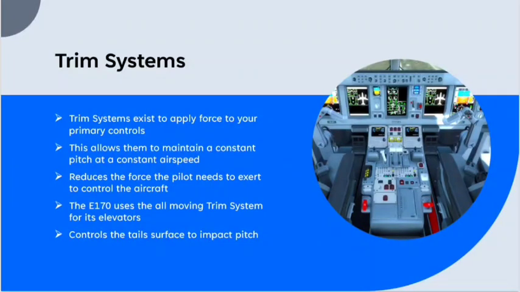That brings us to our final secondary system, trim systems. Now, trim systems exist to apply force to your primary controls. I'm sure if you've ever flown a smaller aircraft like a Cessna, it works in a similar way. You trim it out, and it just takes that pressure off the controls for you. You set them for a consistent pitch and airspeed, and it reduces the force the pilot needs to exert to control the aircraft. The E-170 uses the all-moving trim system for its elevator, which controls the tail's surface to impact pitch.